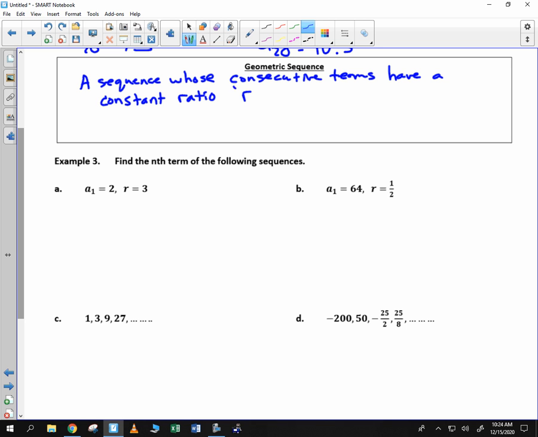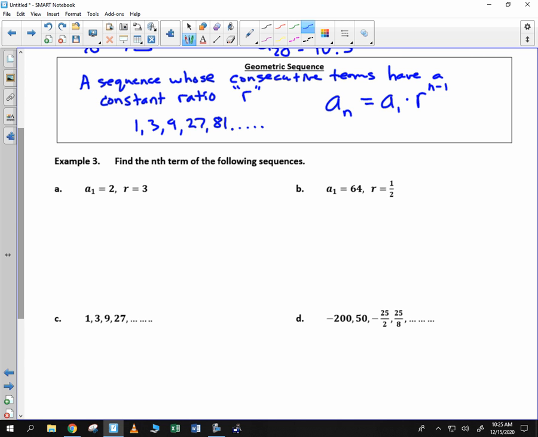And we're going to use R for constant ratio there. So what would that look like? Well, for example, if you had 1, 3, 9, 27, 81, that is a geometric sequence because you were multiplying each term by 3. The way we determine the a sub nth term of a geometric sequence, or the formula for a geometric sequence, is the first term times the ratio to the n minus 1 power.